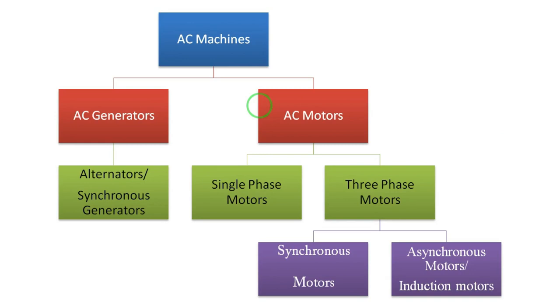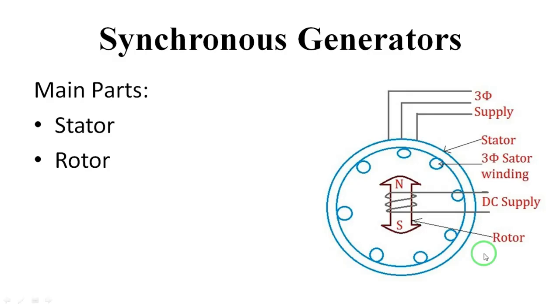AC machines are two types, AC generators and AC motors. Already we discussed AC generators, synchronous generators. Now we will discuss about AC motors, that is three-phase motors. Three-phase motors are two types, synchronous motors and asynchronous motors. Synchronous motors are already discussed in the previous lecture. And now we will discuss about asynchronous motors, induction motors.